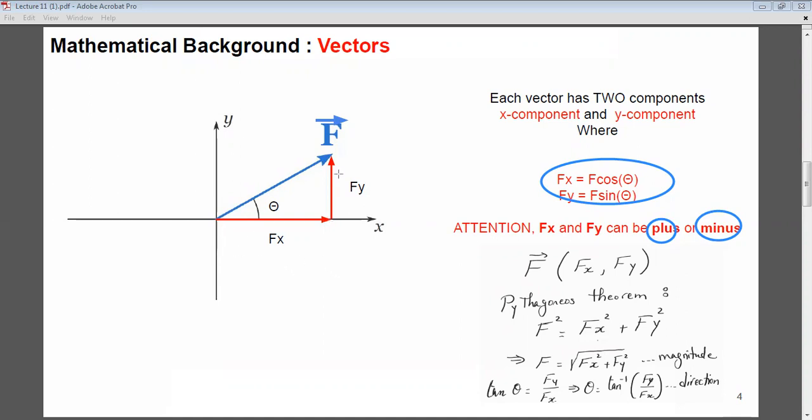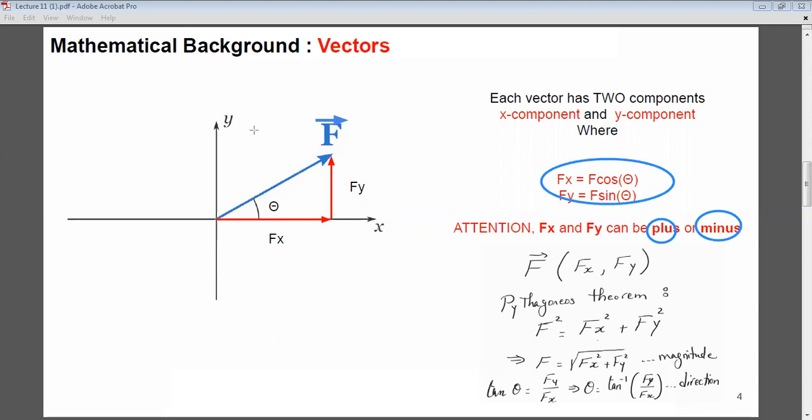How to draw fx and fy? This is my vector f. I start moving along the x-axis until I make 90 degrees with vector f, then I move at 90 degrees until I reach the tip of vector f. This is fy. So fx and fy make a right angle where the hypotenuse is vector f. Fx and fy are the two sides.